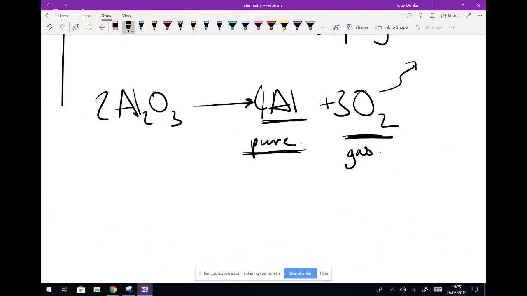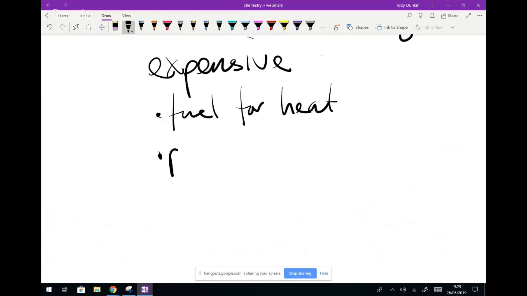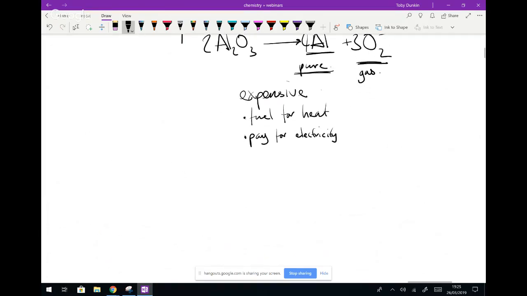This is a very expensive process, super expensive to produce aluminium. You've got to pay for the fuel, for the heat. Fuel for heat, that's expensive. Remember, you don't pay for heat, you pay for fuel. And also, you've got to pay for electricity. Pay for electricity, this is expensive.